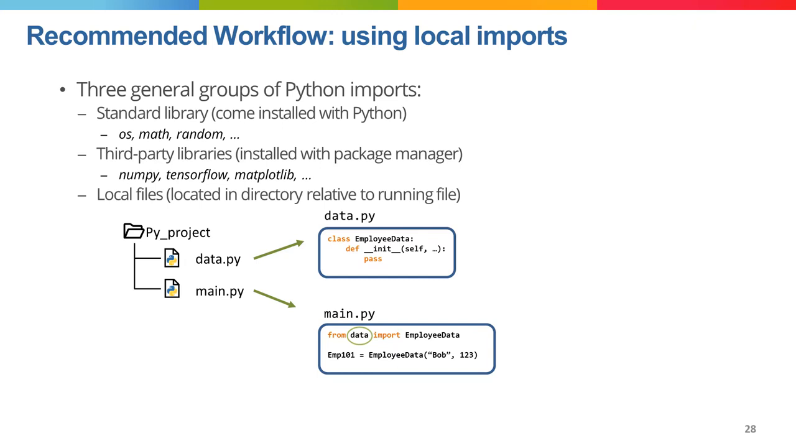In contrast, the third group is for local files. When you launch Python in a given working directory, you can import Python files in that same directory by referencing their file name but without the extension. In the example shown here, running the main.py file imports from data, which you can see circled in green. This reference to data isn't from the standard library or a third-party one. Rather, it's the data.py file that's located in the same directory as main.py.